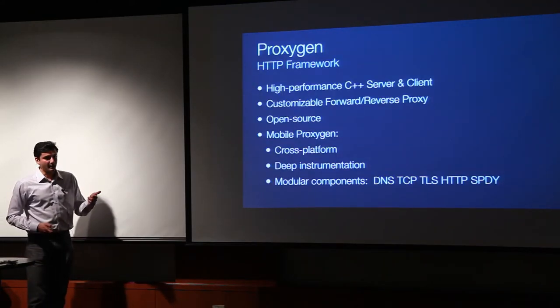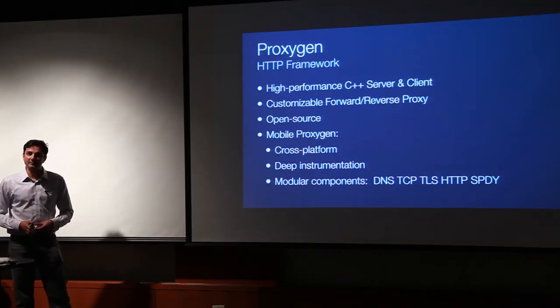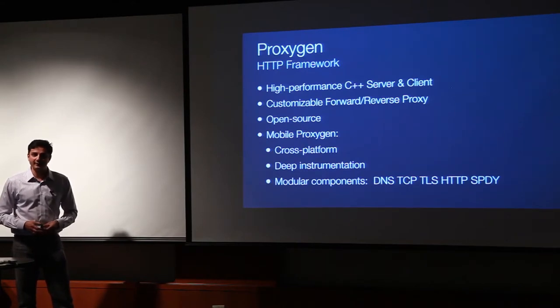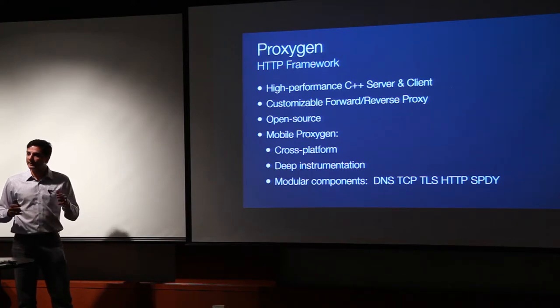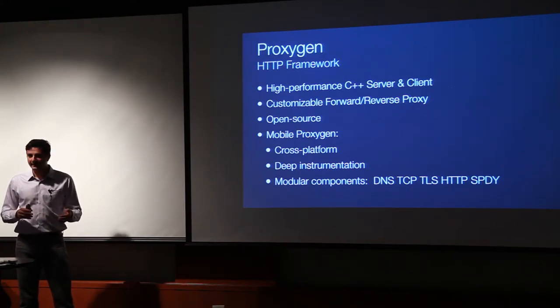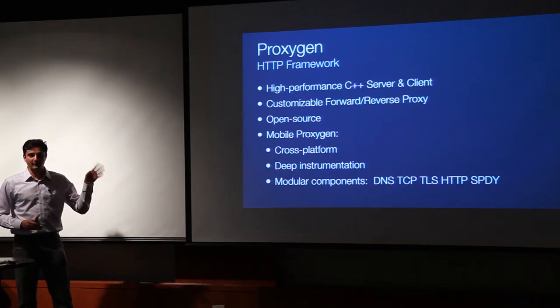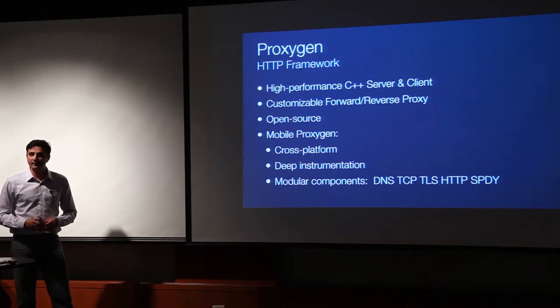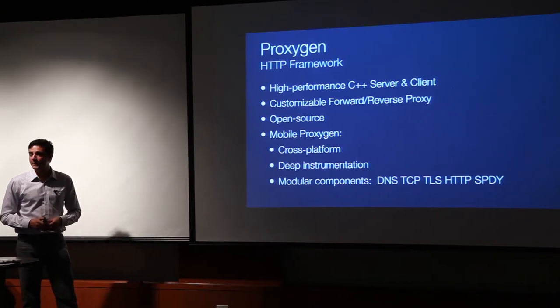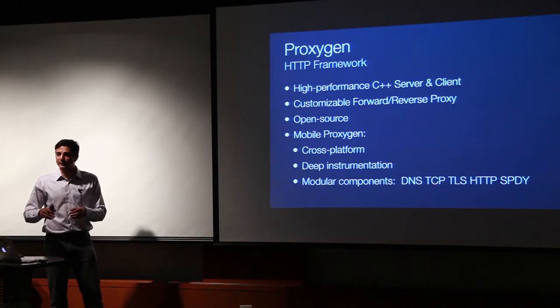Proxygen, I alluded to in an earlier slide. This is a collection of C++ HTTP libraries, including an HTTP server. It's not meant to compete against servers like Apache or Nginx, which are really configurable web servers that do a great job. The focus here is really on high performance and the ability to integrate this into your application. It's all open source. You can find this on GitHub if you want to play with this yourself. And we're currently working on mobile Proxygen. So these are the libraries that get linked into your apps on your phone.